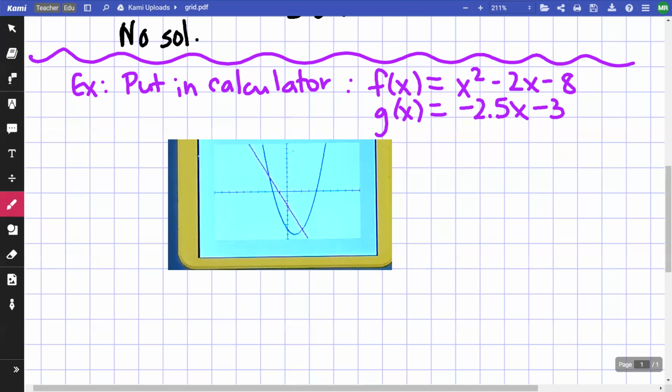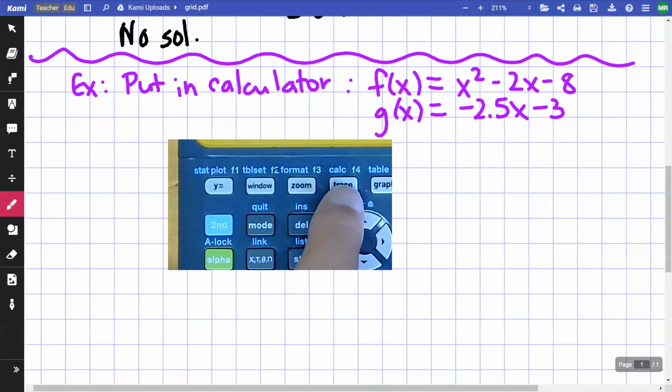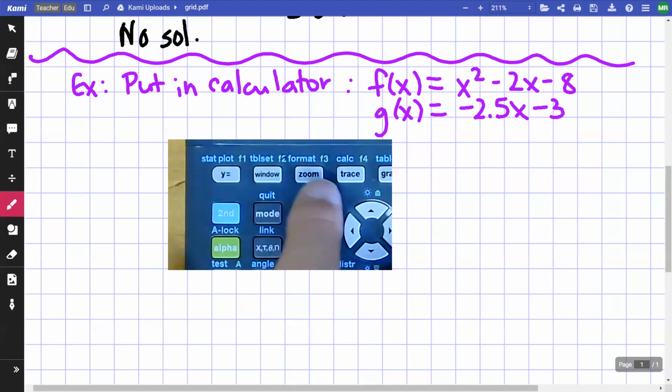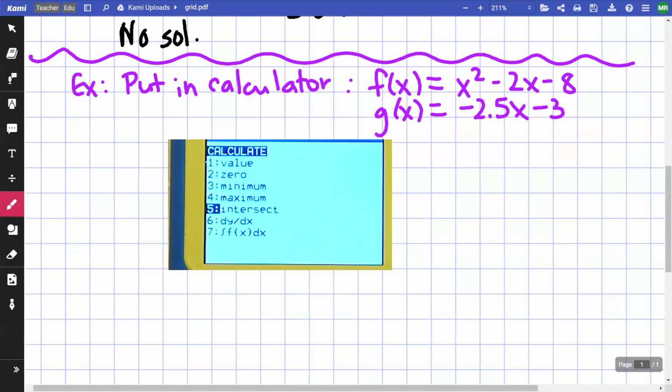So to find these on your calculator, on the trace button we want Calculate, which is blue. So we're going to press second and the trace button for the word Calculate. Okay, second and the trace button. And when we do, it gives us these options. We want number 5, and you can just press 5. And we want Intersect. So again, I went second and the trace button for the word Calculate, which took me to the screen, and we want number 5.